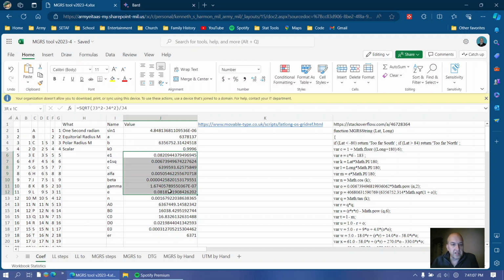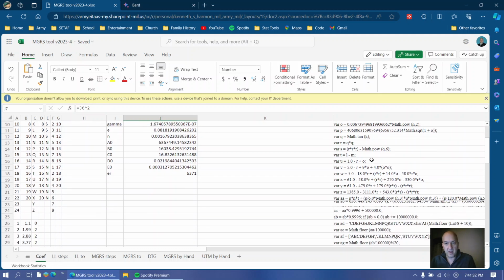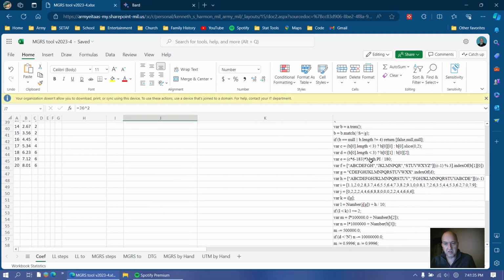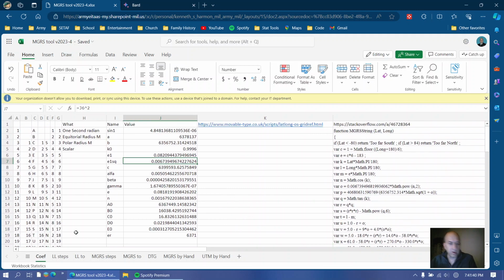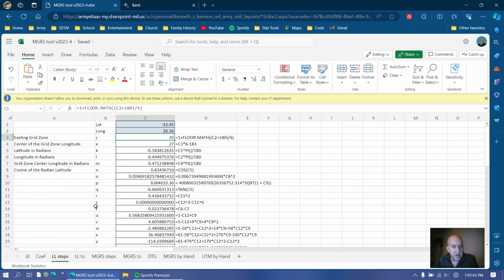These other coefficients are coefficients smart people have come up with to talk about the shape of the Earth. I can't remember what the E stands for, but then that's the square of that and some other things. But we're going to look at the formula for converting. Here's all the formulas over here. There's a lot of them. But I'm going to go over the ones that I used, which are here.